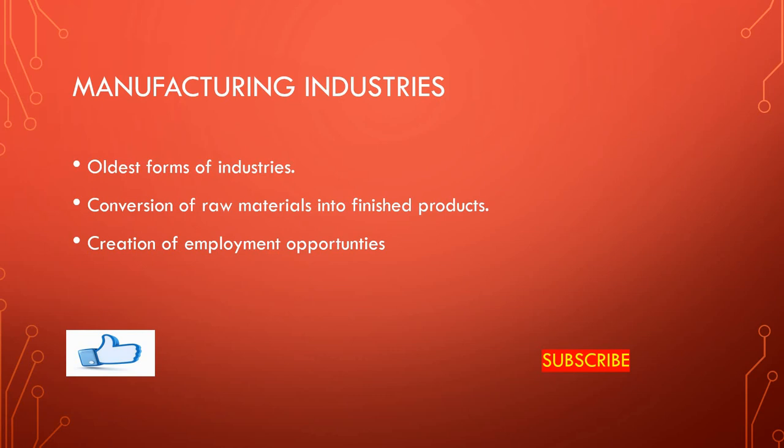Of course, these are the oldest industries. They convert the raw materials into finished goods. They produce a variety of goods. They create a lot of job opportunities also. So the investment in these industries, especially the investment in plant and machinery, is not so huge, as we have seen in the classification of industry in the earlier video.